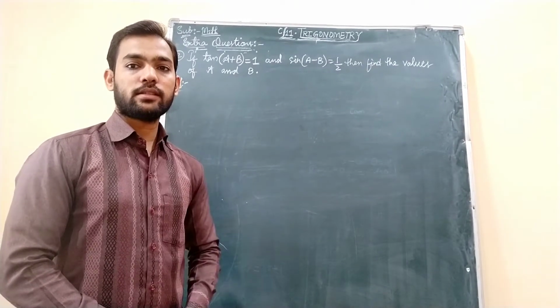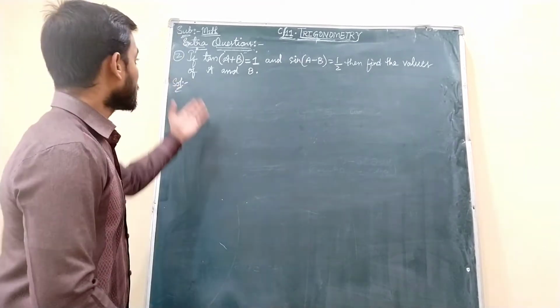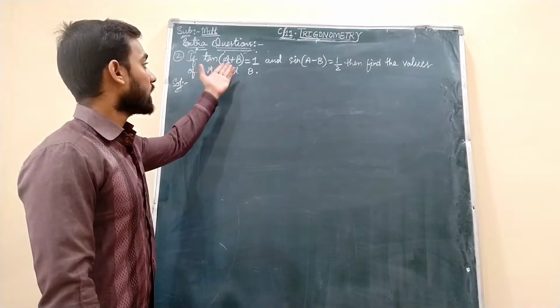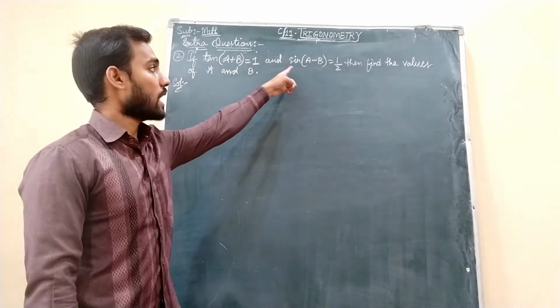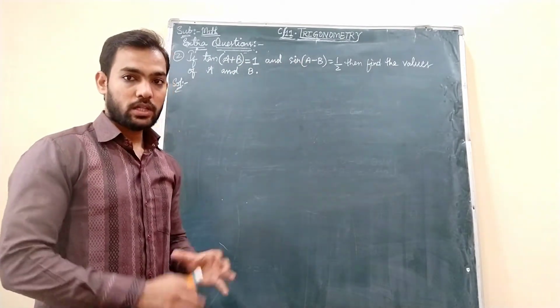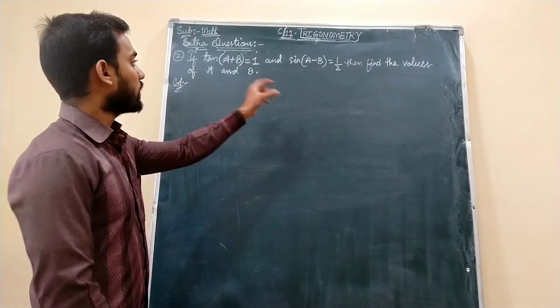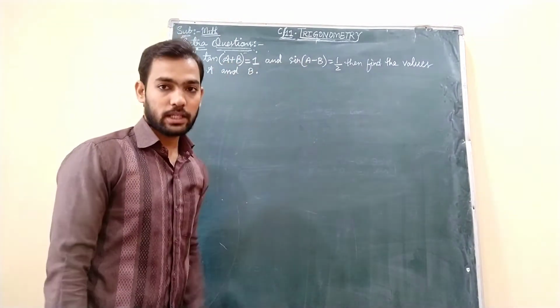Now students, let us see question number 2. If tan of a plus b equals 1, that is, tan of a plus b value is 1, and sine of a minus b is 1 by 2. Two values are given. We need to find the values of a and b.